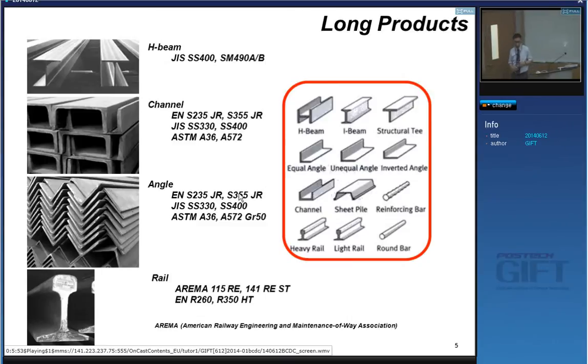Rails, for rails we have different standards. The whole rail industry has its own standards for steels. For instance, in the European Union, you have the European normalization, just the same as you have for structural steels. In the US, it's referred to as AREMA, which stands for American Railway Engineering and Maintenance of Way Association. Again, this is a professional engineering organization that deals with railroad infrastructure equipment. Let's have a look at these rail steel properties.